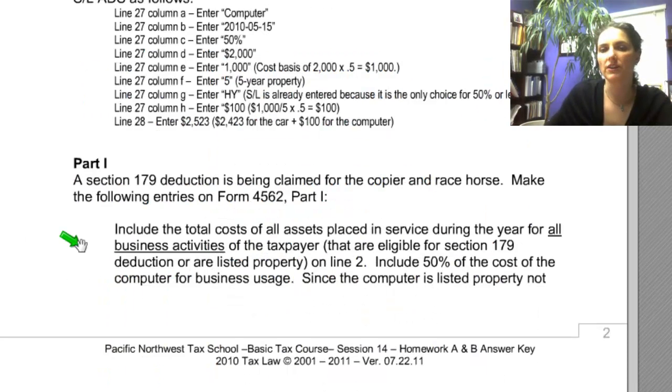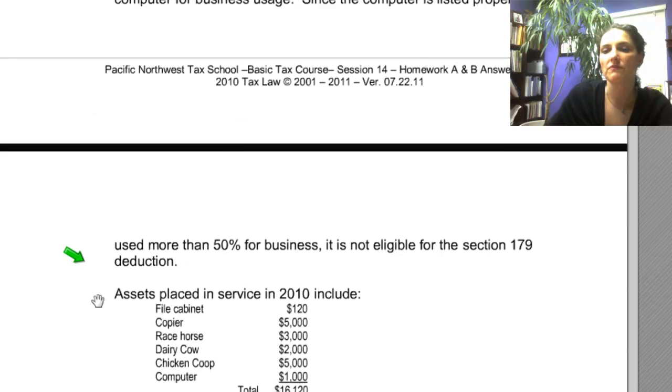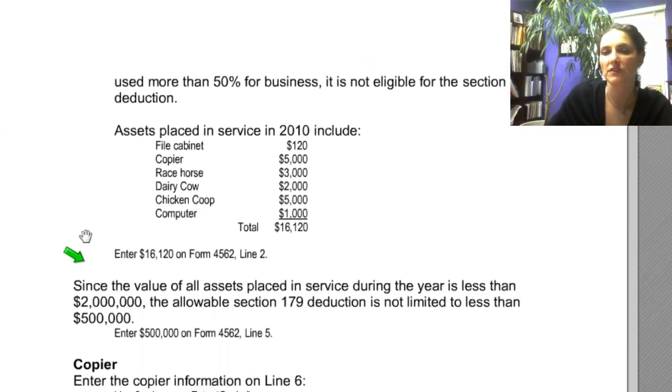So let's take a look at where we got our computations for Part 1. A Section 179 deduction is being claimed for the copier and the racehorse, and these are the entries that need to be made in Part 1. You include the cost of all assets placed in service during the year for all business activities of the taxpayer that could be eligible for the Section 179 deduction or are listed property on line 2. You include 50% of the cost of the computer for business usage. Since the computer is listed property, not used more than 50% in a business, it is not eligible for the Section 179 deduction. So we computed as follows.